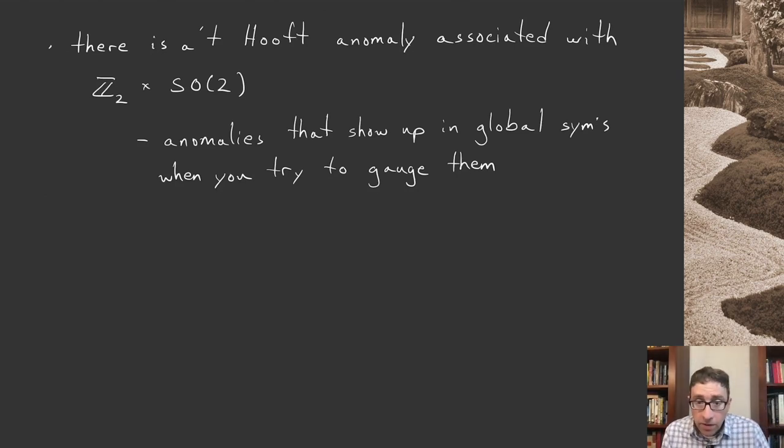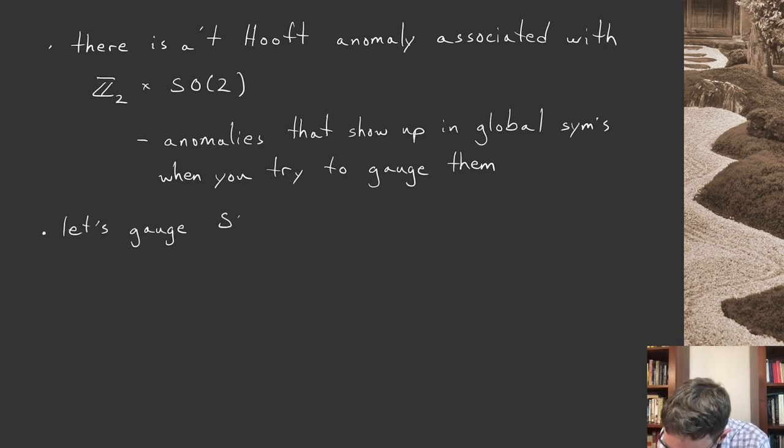Well, instead of shifting theta by the same amount for all time, I want to shift it by an amount which depends on where I am, or where I am in time. And when I do that, in order to compensate for that time dependence in the shift, I need to introduce an external gauge field. The way this works is that I see the anomaly when I turn on these external gauge fields. So let's see how this works.